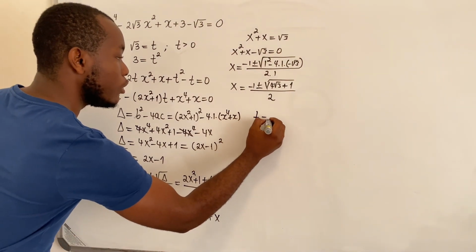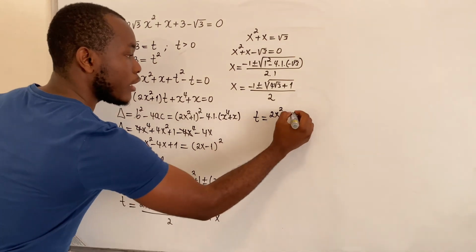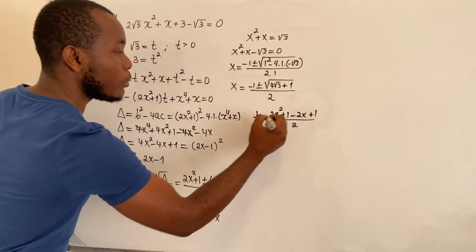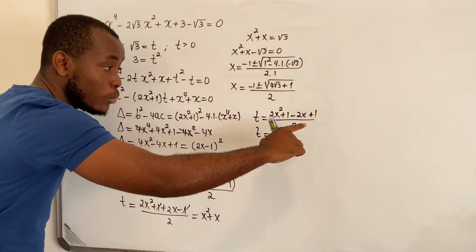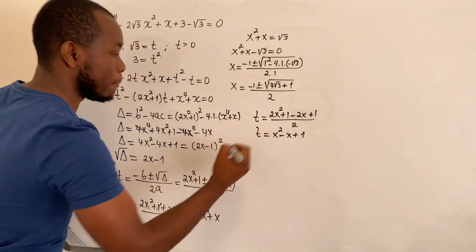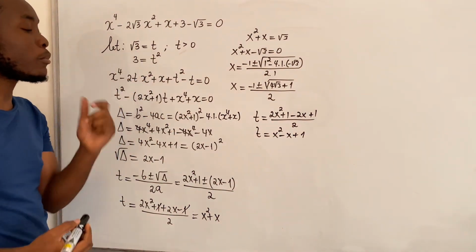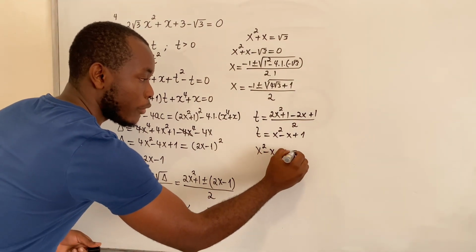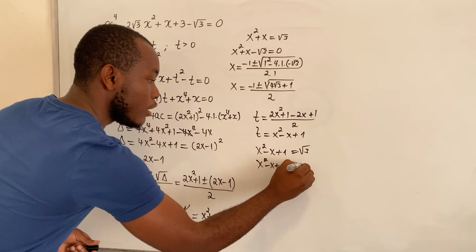So t will be equal to 2x squared plus 1. This negative, when it enters, will be minus 2x, and when it enters the 1, it becomes plus 1, over 2. So that means t will be equal, 1 plus 1 is 2, so we will factorize 2 in the numerator, so we will have x squared minus x plus 1. Why factorizing 2? Because we can simplify with the denominator. But what is t? t is equal to square root of 3. So we're going to have x squared minus x plus 1 equal to square root of 3. So x squared minus x plus 1 minus square root of 3 equal to 0.